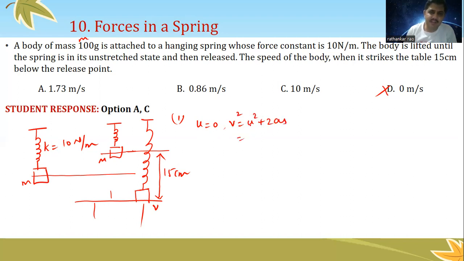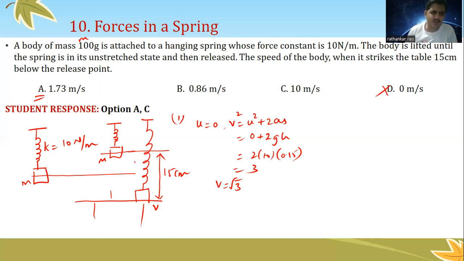So v square equal to u square plus 2as. Use this formula. u is 0 plus 2, instead of a, I put g, and instead of s, I put h over here. So what do I get here? 2 into 10 into, what's the value of h? 15 centimeter, which is 0.15. 2 into 10 is 20, into 0.15 is 3. So v is equal to root 3. So they get this answer. They said this is the way we do it.